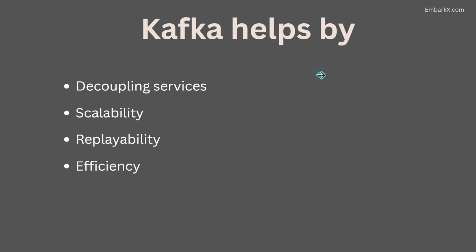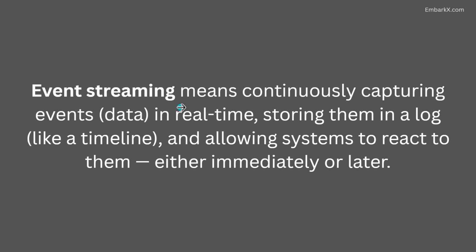So here, if you see, events are coming in, which means the orders are coming in continuously, and in real time they are being stored somewhere, like the digital order board. And then other systems like the chef, manager, waiter, you might even have an accountant, will do the job of reacting to them either immediately or later. So that is what event streaming is, right?